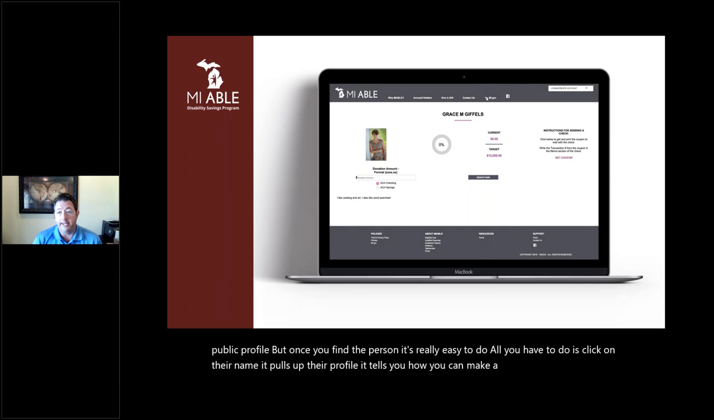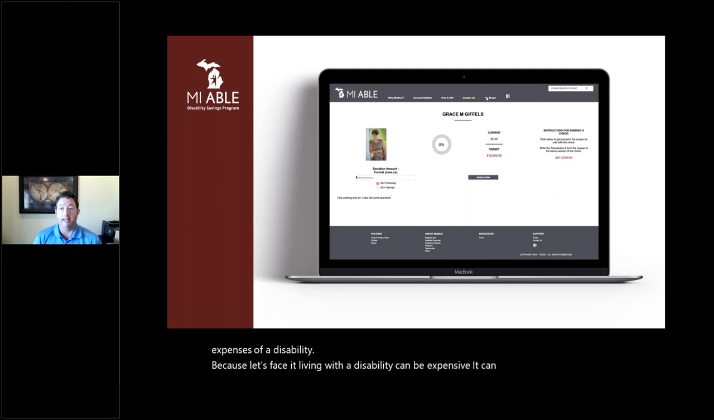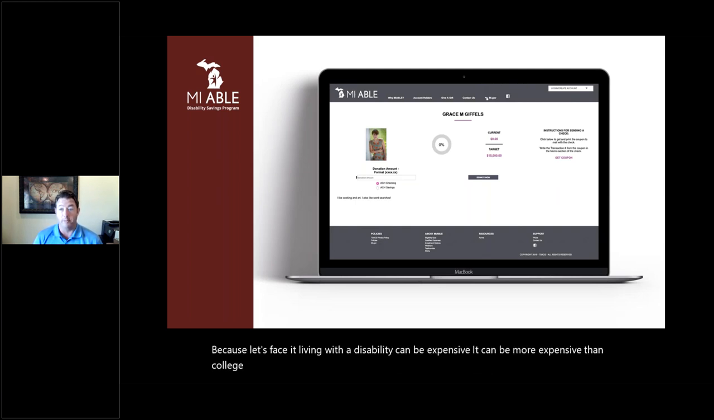On the left-hand side, we can take a bank contribution right from your checking account or savings account through ACH. On the right-hand side, you have the ability to click get a coupon. What that does is it actually prints an invoice, for lack of a better term, where you can send a check to our processing center and make a contribution to their ABLE account directly from your checking account. It's a really great way to help facilitate paying for the expenses of a disability. Because let's face it, living with a disability can be expensive. It can be more expensive than college, because it's a lifelong expense.